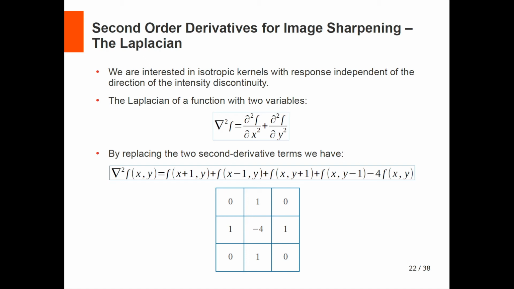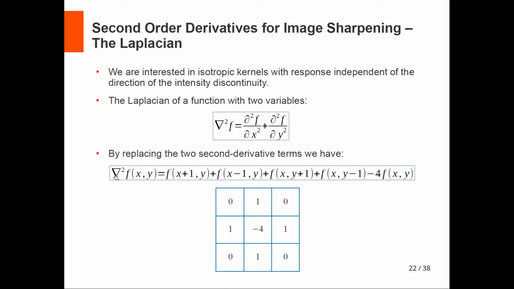So one example is the Laplacian operator, which for two variables is defined in this form. So delta squared of f equals the second derivative of f with respect to x plus the second derivative of f with respect to y. So if we replace these two terms by the definition that we had for the second derivative using two variables x and y, this is the equation that we get for the Laplacian.